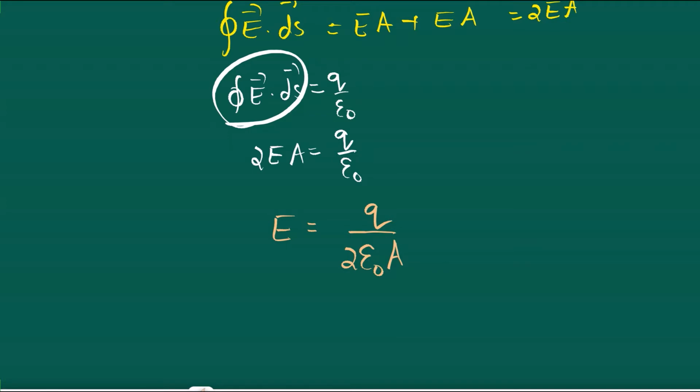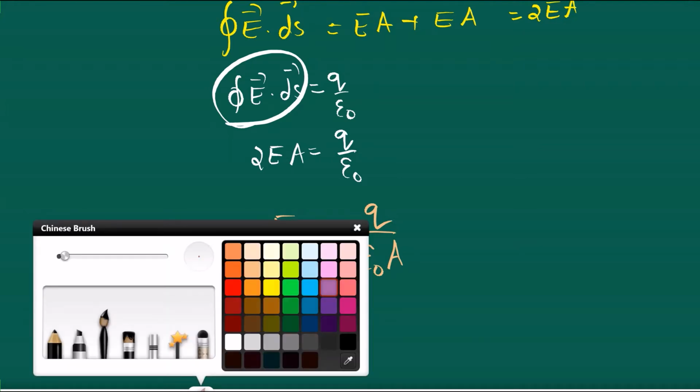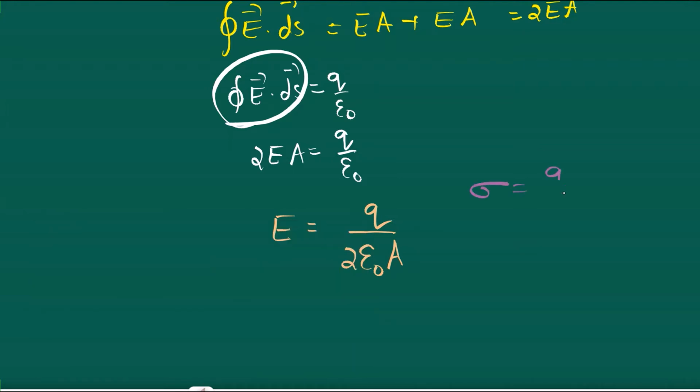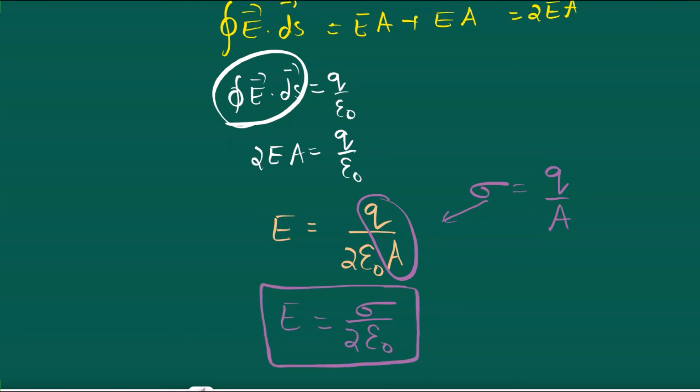Again, we can write another term that we call sigma. Sigma is the surface charge density, that is charge per unit area. So we can substitute Q by A as sigma. The electric field can then be represented as sigma divided by 2 epsilon naught. So this is the electric field due to an infinite plane sheet.